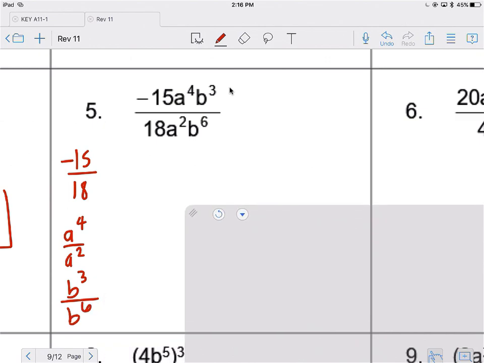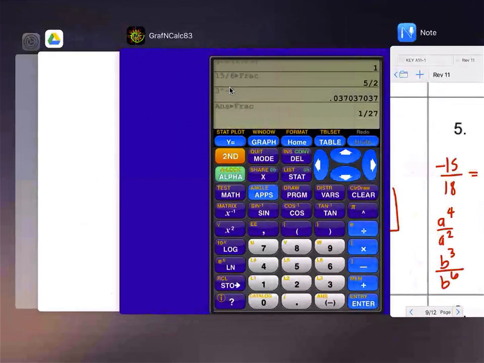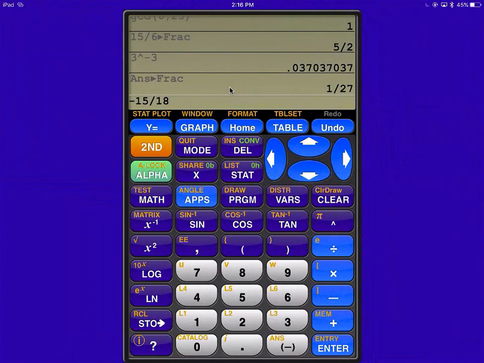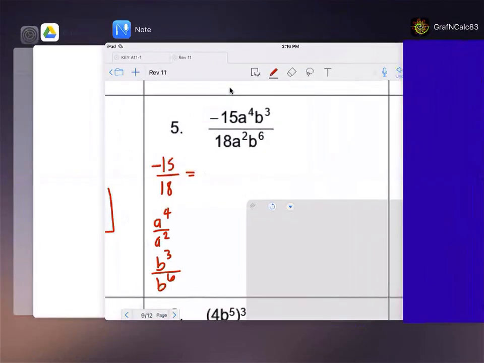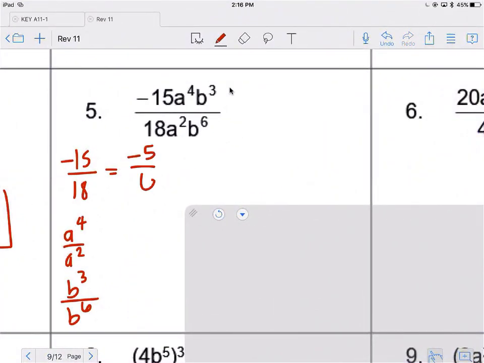So with my numbers, I have negative 15 over 18. I'm going to put that in the calculator. Negative 15 divided by 18. I plug it in exactly like I see it, in the same order I see it, and I get this ugly decimal. So I click Math, Enter, and I get negative 5 over 6. What that means is negative 15 over 18 does not reduce to a nice whole number.